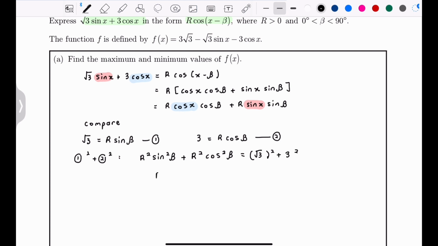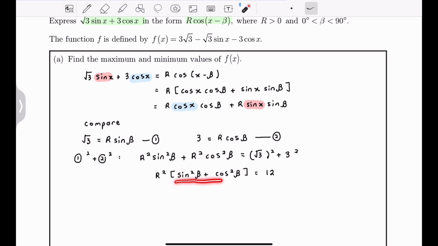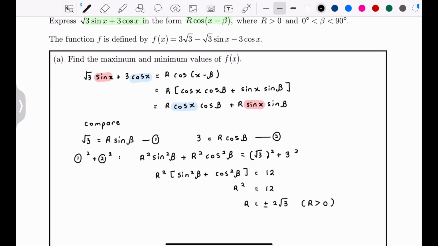On the left hand side, factorize r squared. We're going to have sin squared beta plus cos squared beta equal to, on the right hand side, 12. 3 plus 9 equal to 12. Sin squared beta plus cos squared beta equal to 1. So on the left hand side, we're going to have r squared equal to 12. Square rooting both sides, we're going to have plus minus 2√3. But since it is mentioned that r is greater than 0, our r is 2√3.